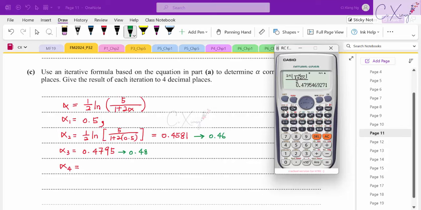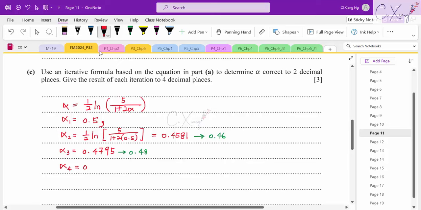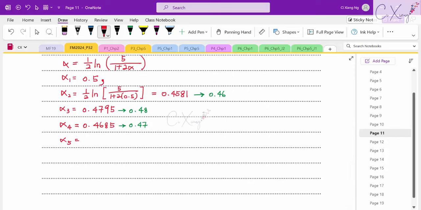So for the next iteration, repeat the process in the calculator, press calculate, key in the value of x. Now you should key in 0.4795, then you press equal sign. And again, please copy the 4 decimal places number into your solution. So the next number will be 0.4685. Okay, if I double check the answer for 2 decimal places, it is 0.47. Again, not repeated yet. So I continue this process until I get the answer with 2 decimal places repeated.